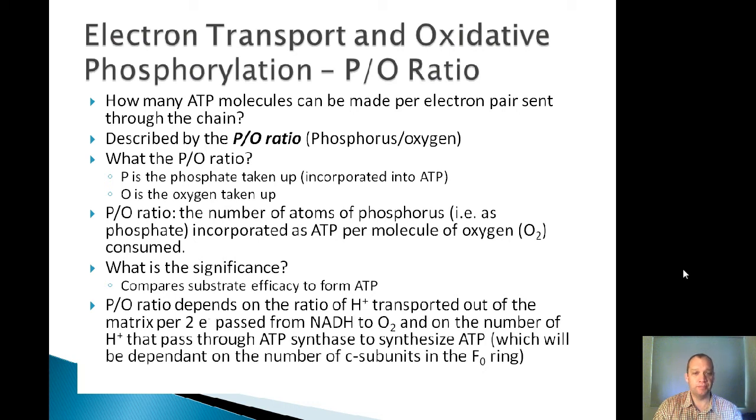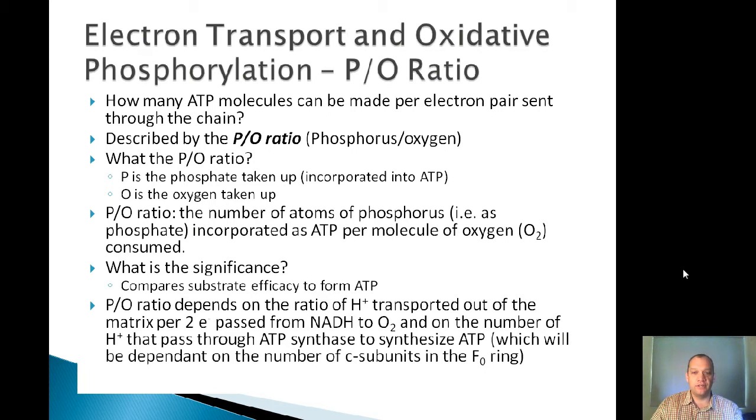Now this PO ratio will depend on the ratio of protons transported out of the matrix per electron pair passed from NAD to oxygen, and on the number of protons that actually pass through the ATP synthase to synthesize ATP. How many protons are needed for ATP synthase to synthesize ATP depends on the number of C subunits in the F0 ring of ATP synthase. Remember, we said that they differ between different organisms. Some organisms have 8 C subunits in that F0 ring of ATP synthase. Some of them have up to 15.